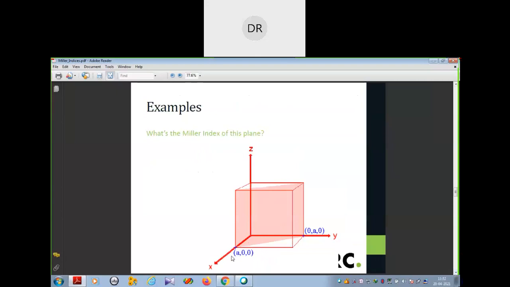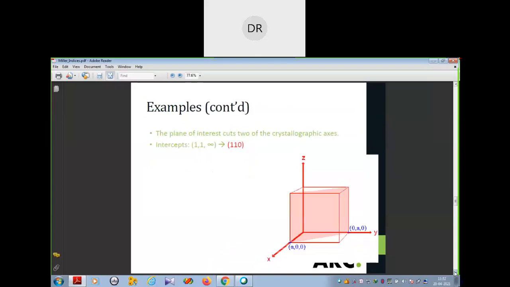As examples, what are the Miller indices of these planes? This will be 0 0 a if the length is a. In this one it will be 0 a 0, and this one will be 0 0 a.